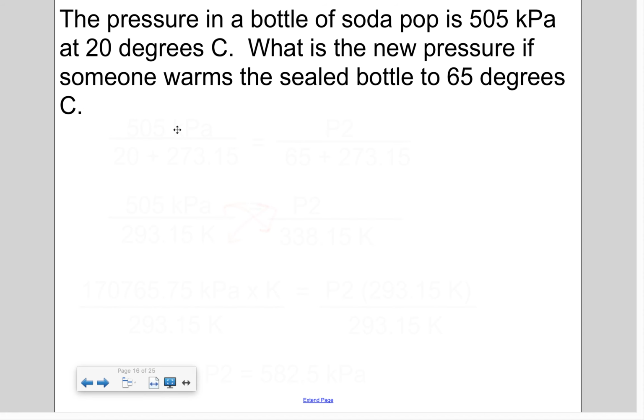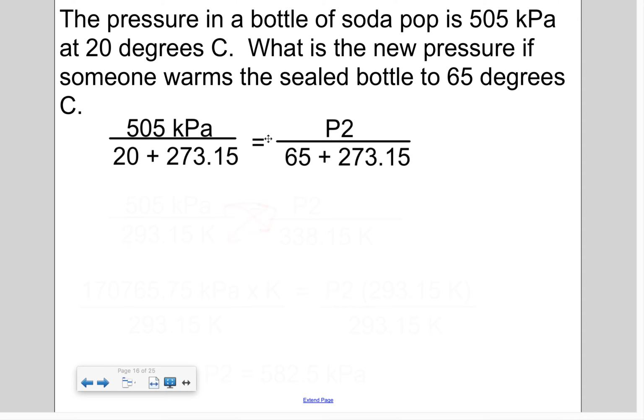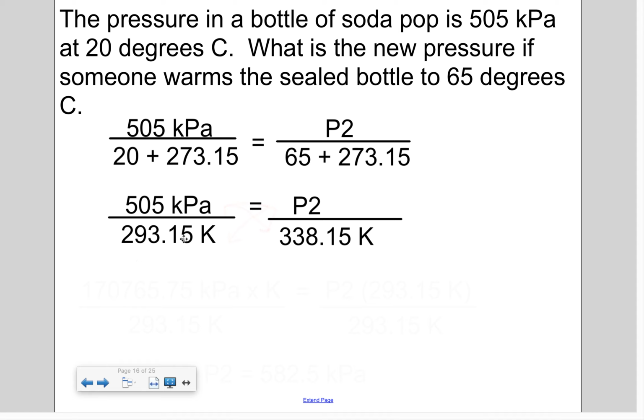Two more sample problems. Pressure in a bottle of pop is 505 kilopascals at 20 degrees Celsius. What's the new pressure if we warm the bottle to 65 degrees Celsius? So when I set this up, I need to convert my degrees Celsius to Kelvin by adding 273.15. So that's all I did in this step, was figure out what my temperature was in Kelvin.